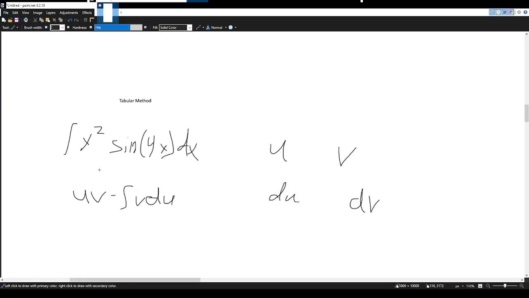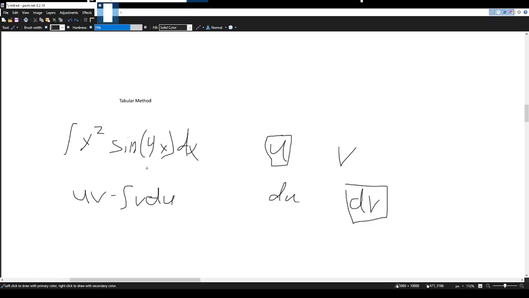Okay, so let's see, what should we do? Well, we need a u and we need a dv. Now, again, it kind of looks like we could differentiate this, we could differentiate this. We could also integrate this. Can we integrate this? Probably, right? If we really put our mind to it.